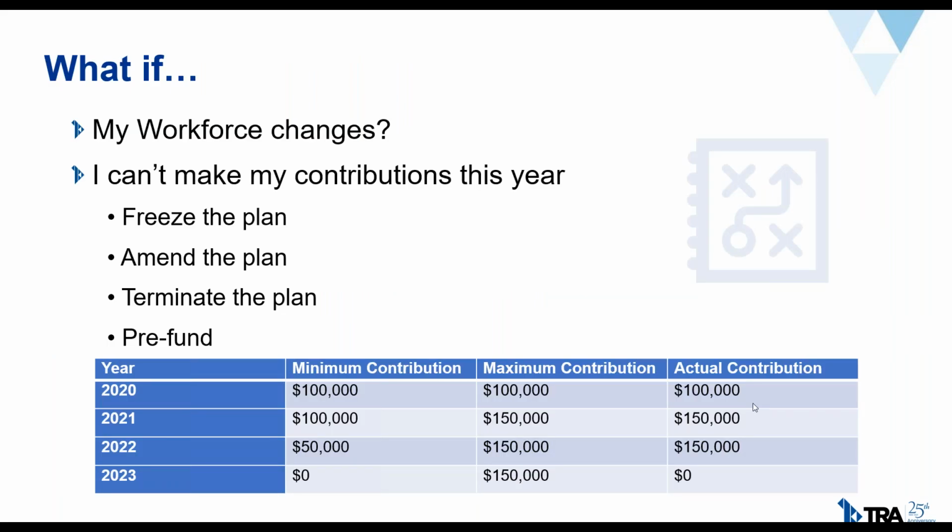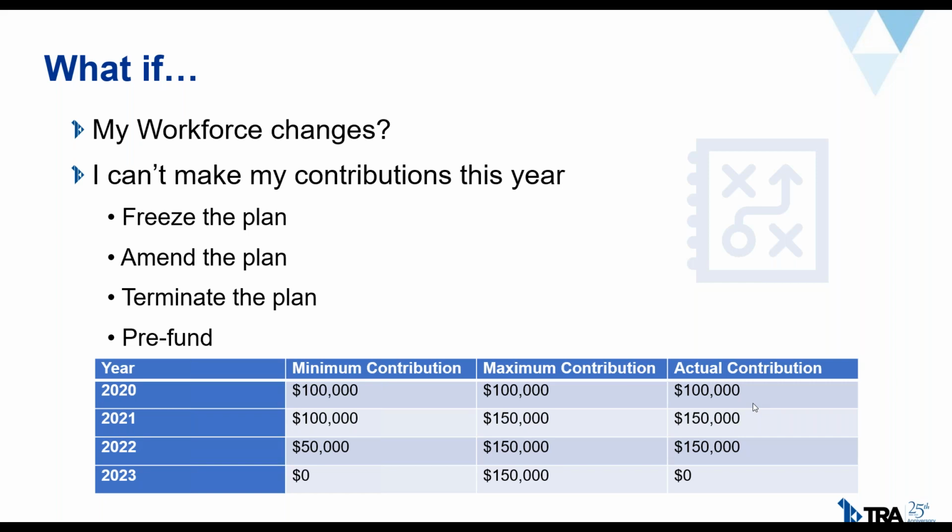One of the most prevalent questions that we often get in all the meetings we've had over the years with the advisors and their clients is, what happens if something changes? Well, let me take a step back for a few minutes and talk about how the cash balance plan works one more time. So let's assume in this example that we have an owner-only plan and the pay credit for the owner is $100,000.